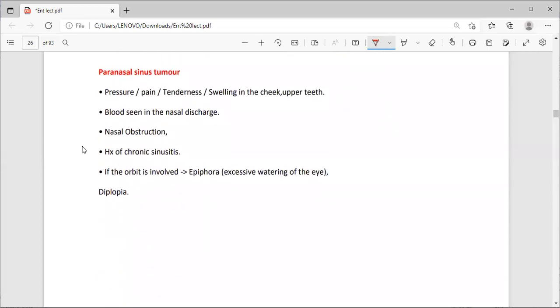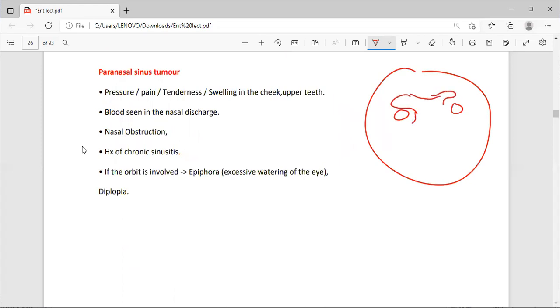The next one is paranasal sinus tumor. These are the two eyes. So the sinuses are basically frontal, then maxillary, and then ethmoidal. Now, based upon the position of the paranasal sinuses, whichever may be involved.